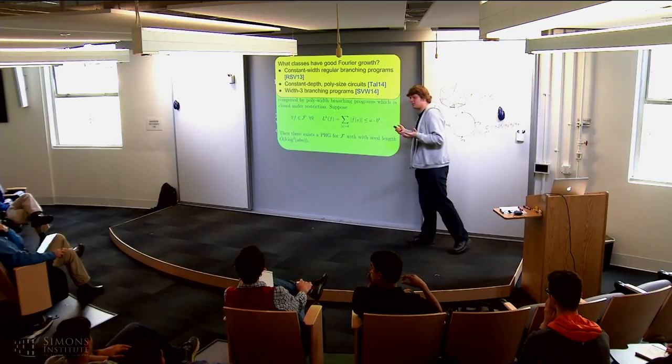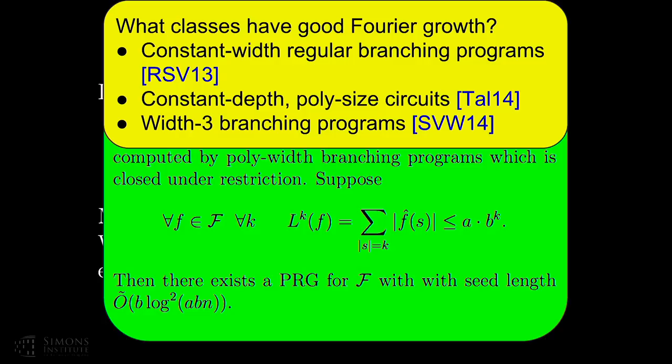So now, to make this theorem useful, we actually have to give some examples of classes of functions that have nice Fourier growth bounds. A couple of examples. First of all, regular branching programs. I don't want to go into the details of what it means for a branching program to be regular, but basically it means that if you look at the graph, it's a regular graph. We also know that for constant depth polynomial size circuits, so AC0, we have bounds like this. And we also have this for arbitrary read-once branching programs of width 3. So these are some interesting examples that show that we have bounds like this.